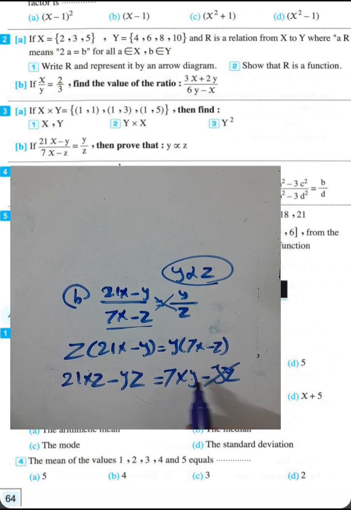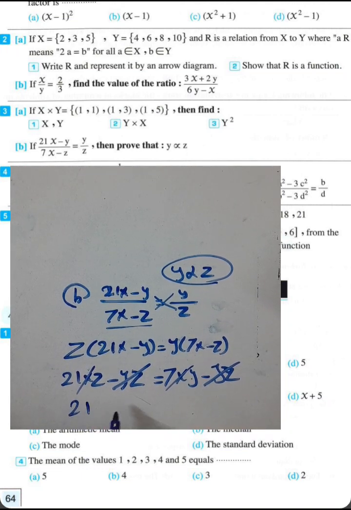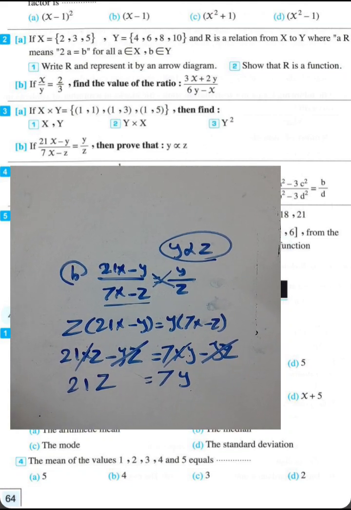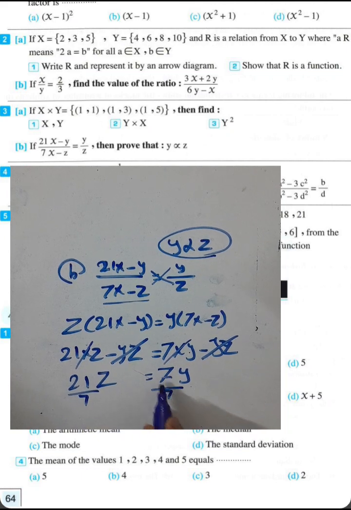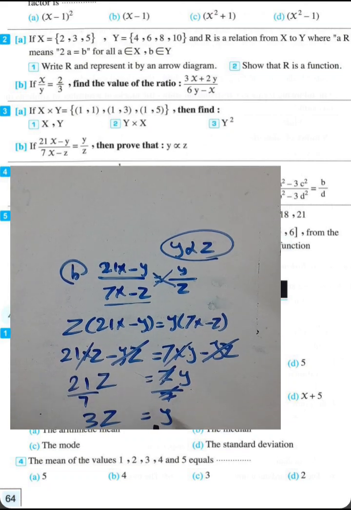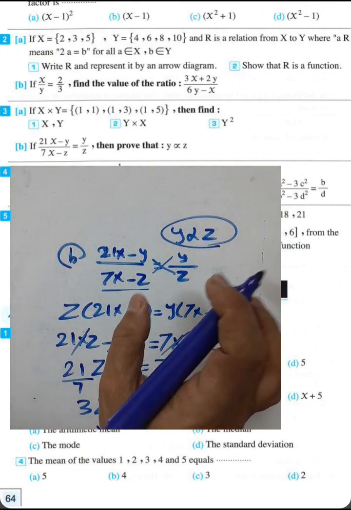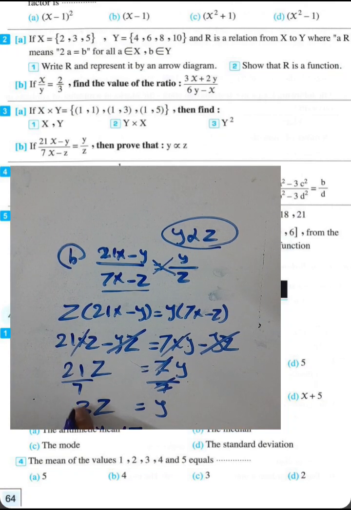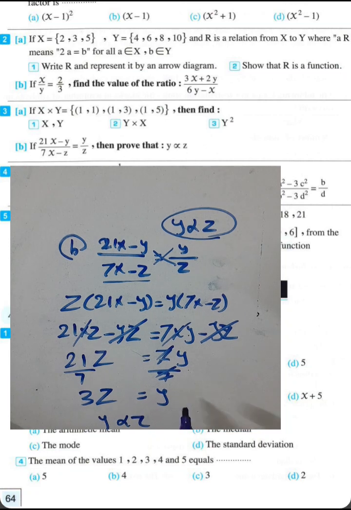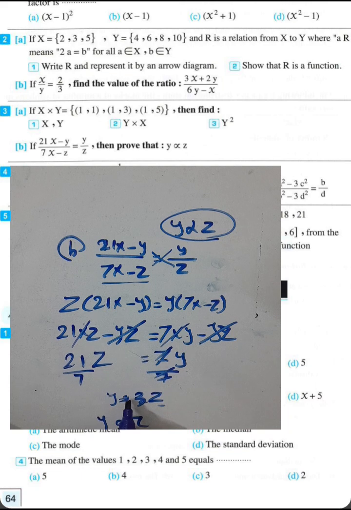You can cancel this by this, and cancel x by x, then 21z will be equal to 7y, and then you can divide by 7, 7 here and 7 here. 21 divided by 7 equals 3, so 3z equals y. Then we have the values varying directly, y and z. We can cancel the constant here, 3 and y. Okay, you can write y equals 3z.